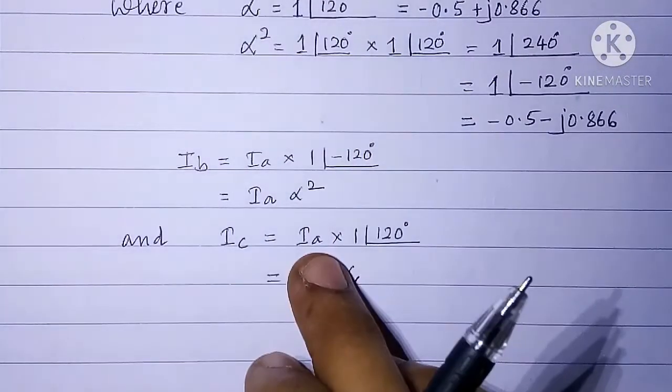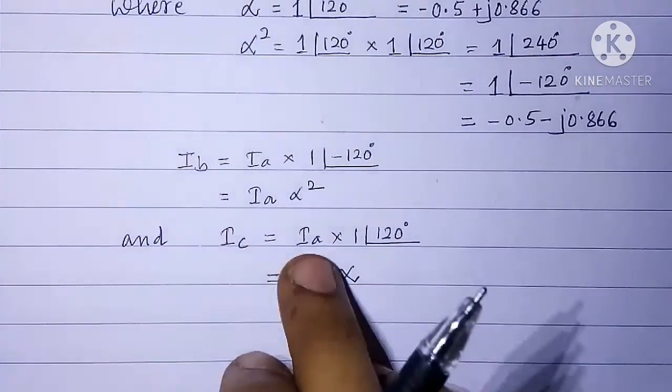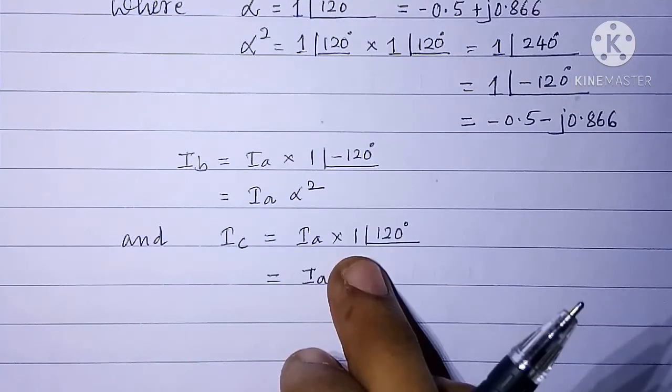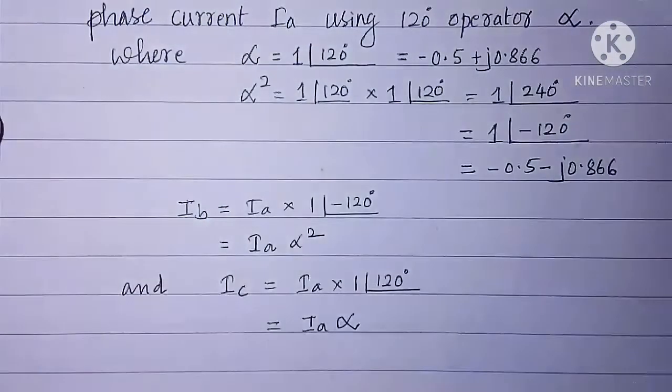Therefore, we can write IC as IA into 1 at an angle of 120 degrees, but 1 at an angle of 120 degrees is nothing but alpha. So you can write IC equal to IA into alpha.